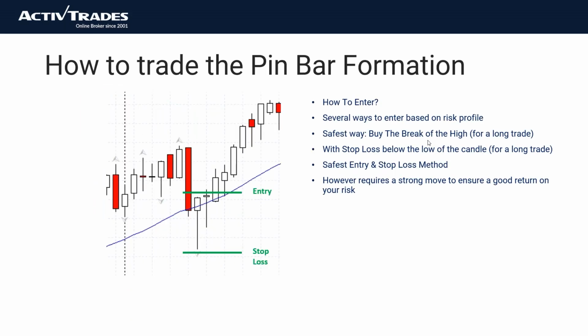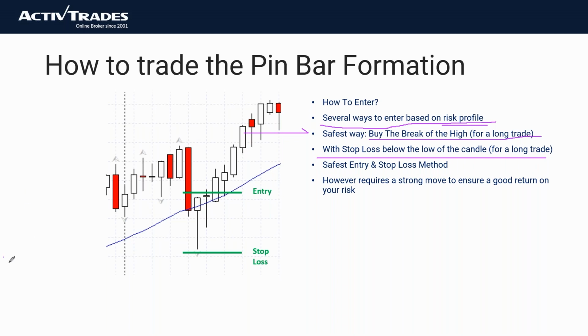So we understand the context, we've identified a pattern, and now we're looking, well, what's our trigger? How do we enter? What I normally suggest for most new traders is that whilst there are several ways to enter based on your risk profile and your experience, the standard safest way for a long candle is to buy the break of the high of the candle for a long trade, with your stop loss below the low of the candle.